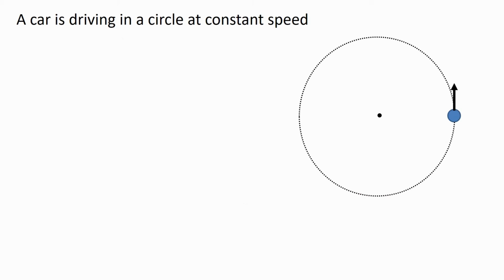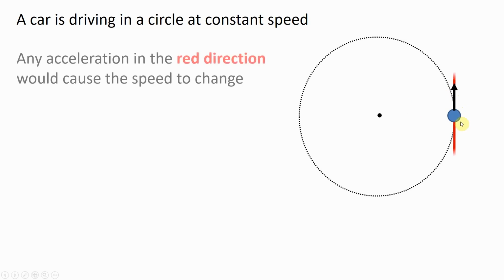So, to start off, let's imagine a car driving around a circle at a constant speed. So, here's the path of the car. Now, its velocity is always going to be tangent to the circle because that's the direction that I'm going at some point in time. If I have acceleration in the red direction, either forward or backwards, I'm going to be changing my speed. And I want to be at constant speed instead of speeding up or slowing down.